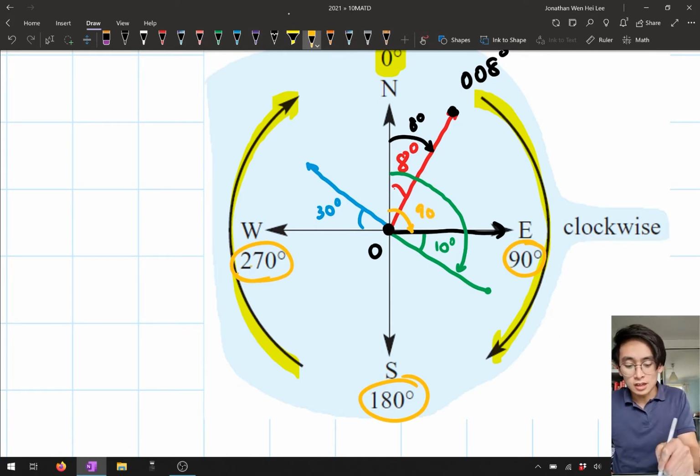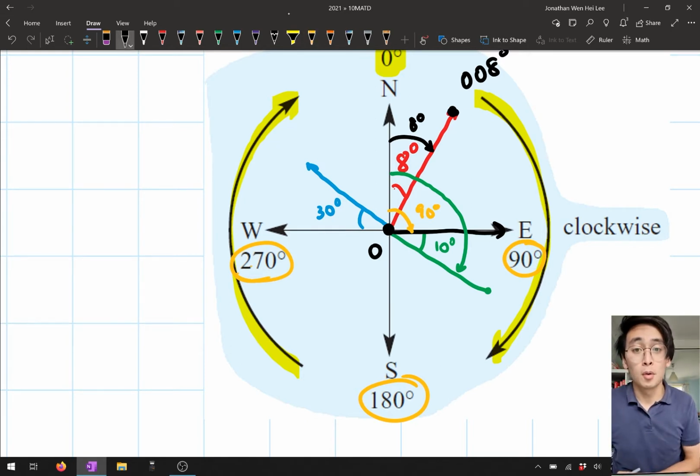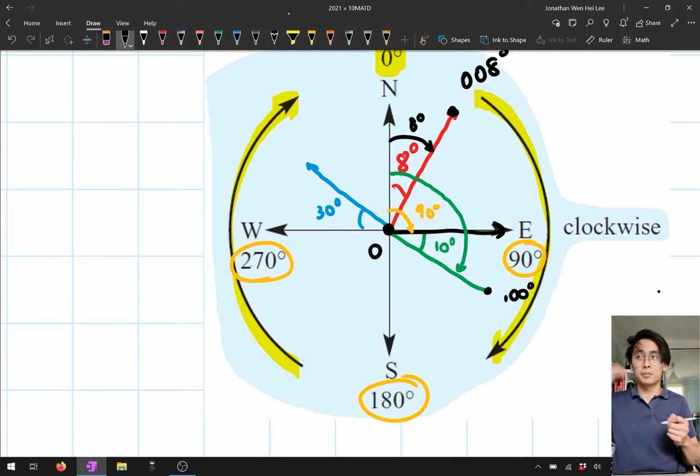So if this is 90 degrees, and then I've got another 10 degrees there, this point over here, this direction has a bearing of 100 degrees from north. Because when we add together that 90 and that 10 degrees, we're going to get 100 degrees. So this point over here has a bearing of 100 degrees.